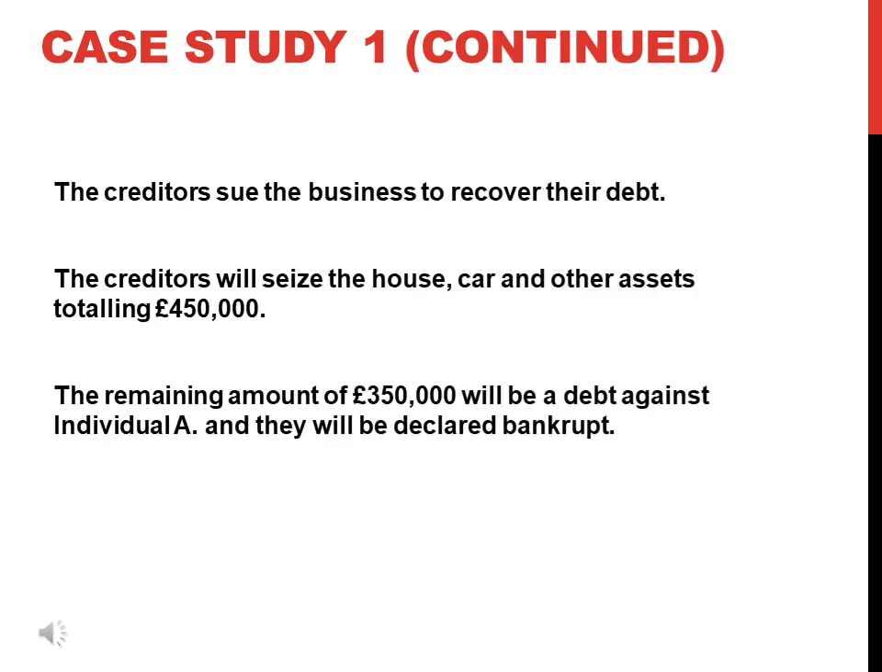And because they owe the creditors so much money, the creditors sue the business to recover their debt. So what the creditors will do is they'll seize the house, the car and other assets, which total $450,000. The remaining amount of debt of $350,000 will still be a debt against the individual, and they will probably be declared bankrupt.